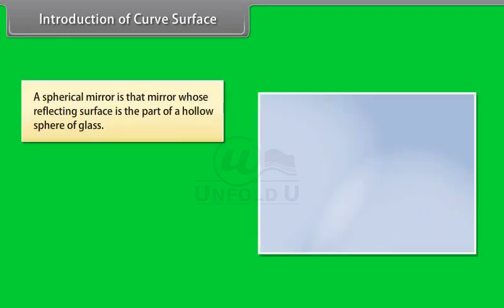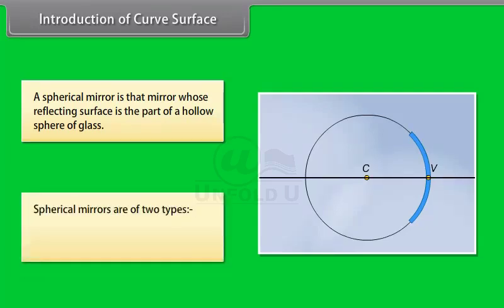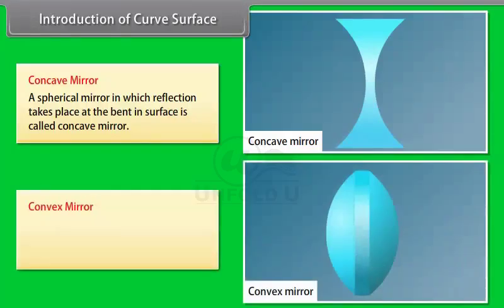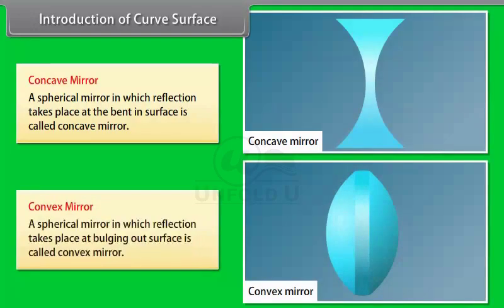Introduction of curved surface. A spherical mirror is a mirror whose reflecting surface is a part of a hollow sphere of glass. Spherical mirrors are of two types: concave mirror and convex mirror. Concave mirror. A spherical mirror in which reflection takes place at the bent in surface is called a concave mirror. Convex mirror. A spherical mirror in which reflection takes place at the bulging out surface is called a convex mirror.